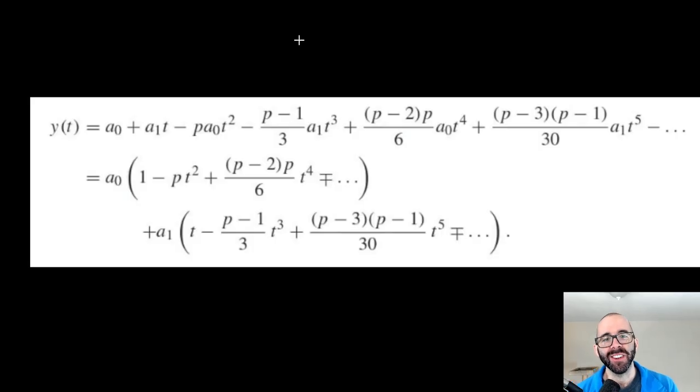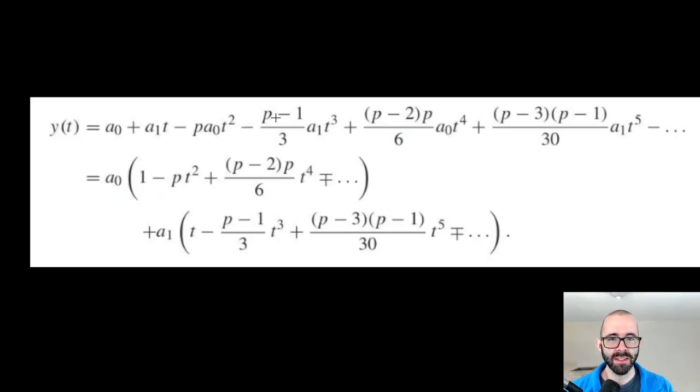But here's what I want you to notice. There's two ways of writing the solution. The first is in kind of that standard form, right? A naught plus our linear term is just a1 times t. And now our quadratic term is where that parameter comes into play. And then we have more things. Look at the pattern here.